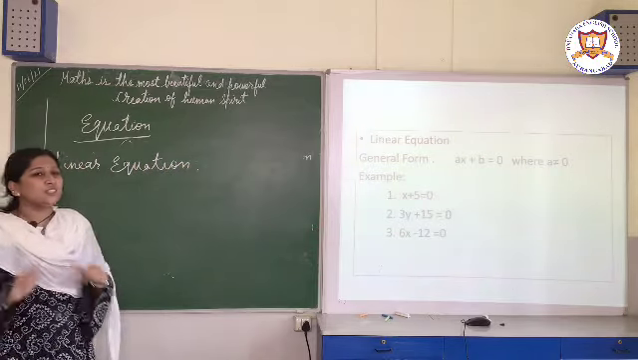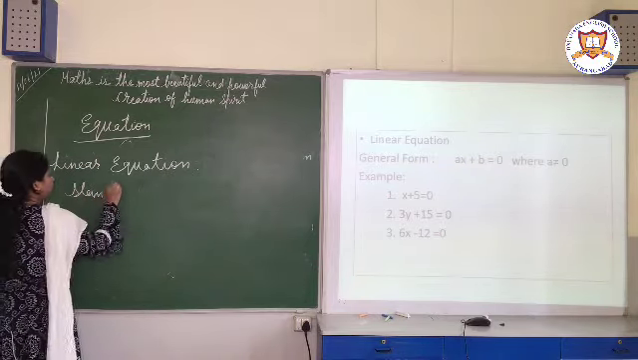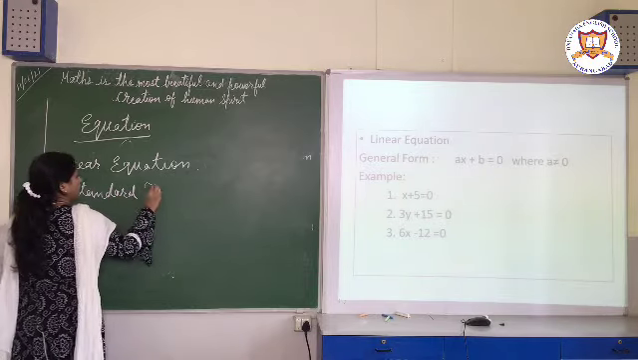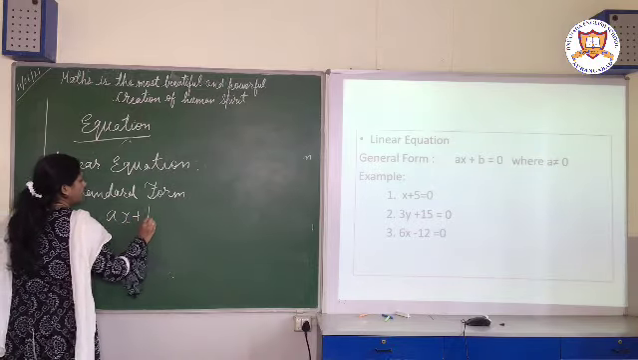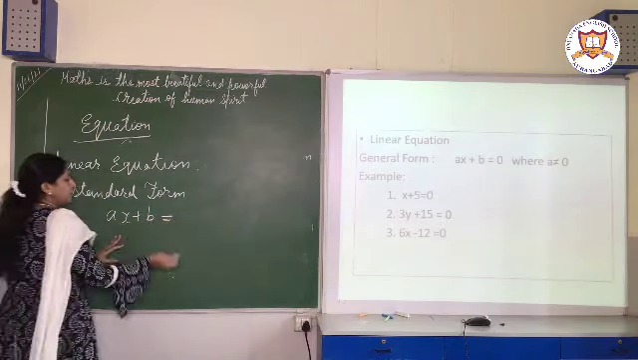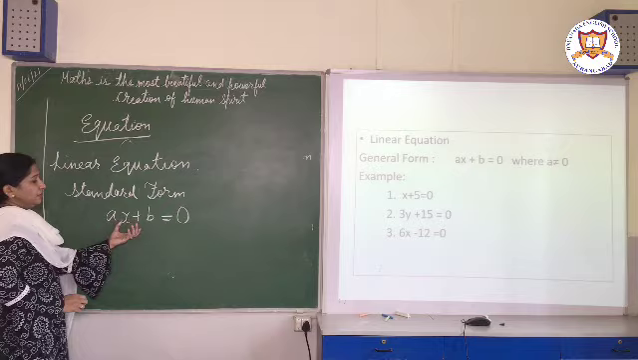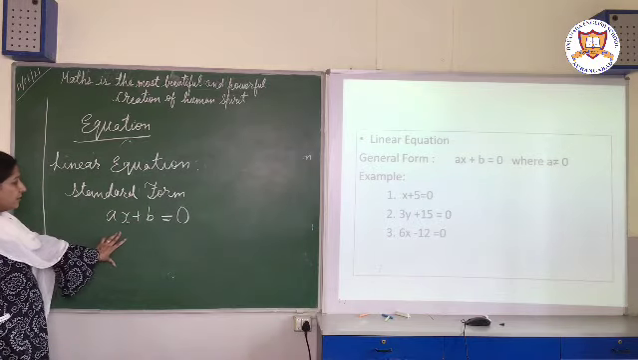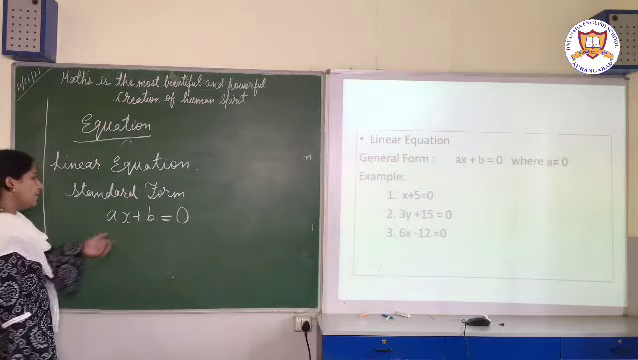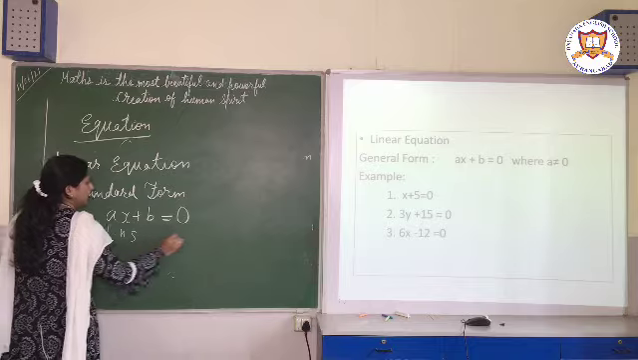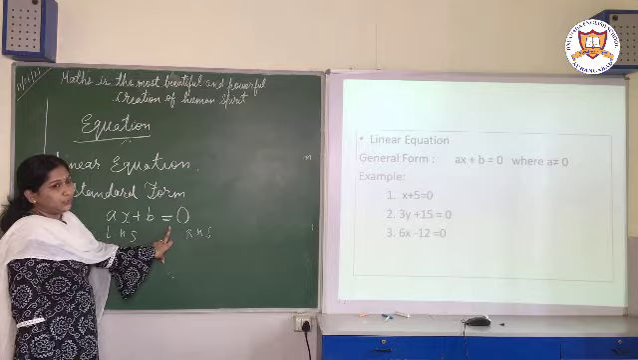Linear equations are such equations which can be presented in the standard form or general form. Standard form ax plus b. Since it is an equation, so it will have left hand side also and right hand side also. So linear equations can be presented in the general form or standard form, that is ax plus b is equal to 0. Again here we have LHS, we have RHS, and both the sides are separated by equal to sign.